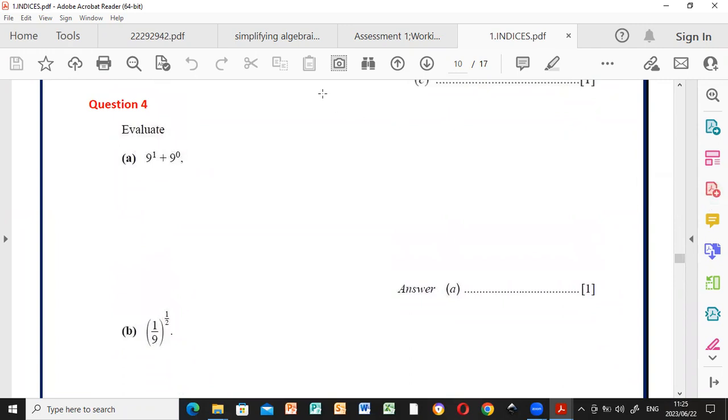So on question number 4, 9 to the power of 1, we get 9. 9 to the power of 0, we get 1. And 9 plus 1, we get 10. I think that's simple and straightforward.